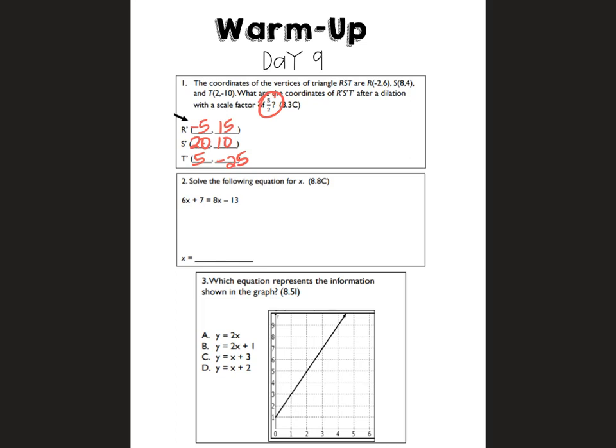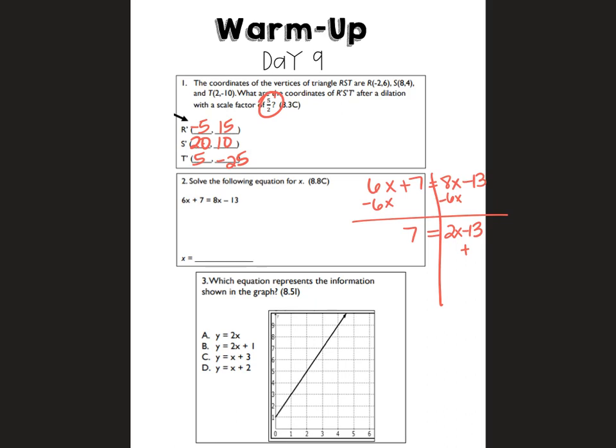Problem number 2, let's go ahead and solve this equation. We have 6x plus 7 equals 8x minus 13. I'm going to split that equal sign, and then I'm going to start moving my pieces around. I'm going to start by moving my 6x over. That gives me 7 is equal to 2x minus 13.